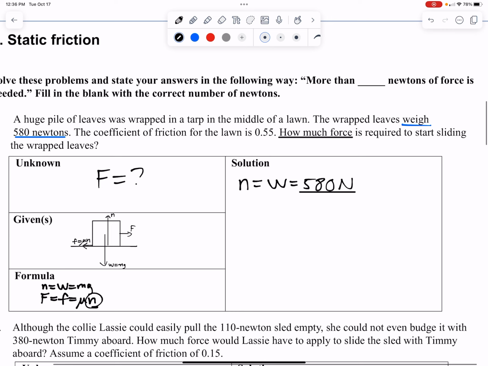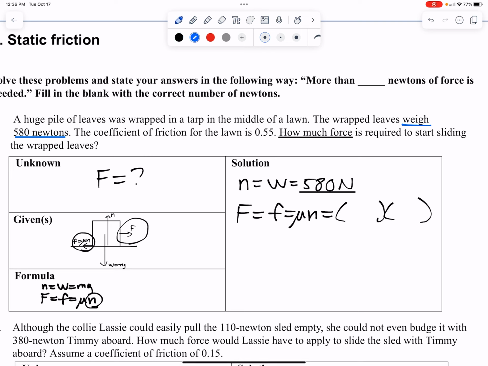Now the applied force going forward to get the bag of leaves going is the same as the friction that's preventing the leaves from moving in the first place, which is your mu times normal force. So that's what we're plugging into to finish and solve this. Mu, that's this number here, the unitless decimal you see, 0.55, times our normal force, 580 newtons. Please take a moment to put that in your calculator.